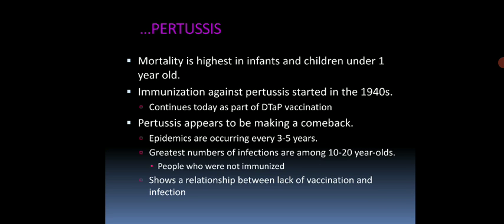Mortality is highest in infants and children under 1 year old. Immunization against pertussis started in the 1940s and continues today as part of the DTaP vaccination. Pertussis appears to be making a comeback, and epidemics are occurring every 3 to 5 years. The greatest number of infections is among 10 to 20-year-old people who are not immunized, which shows the relationship between lack of vaccination and infection.